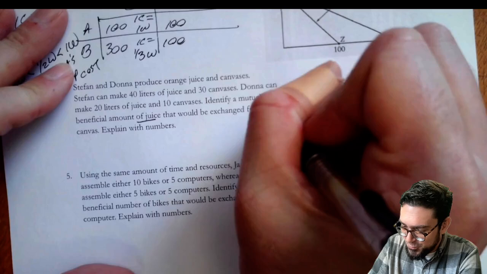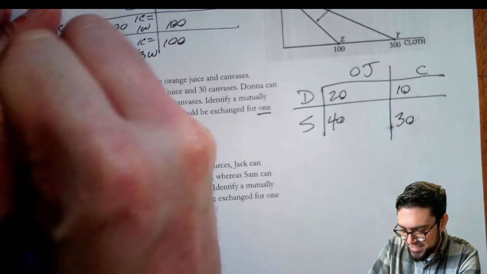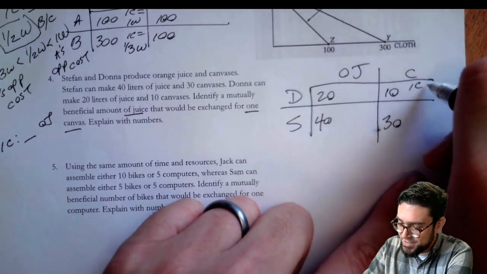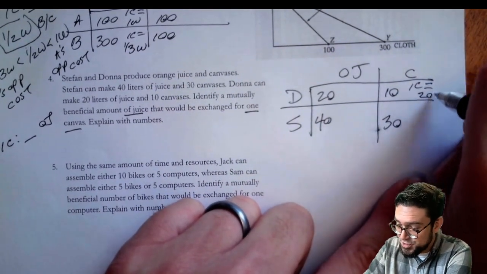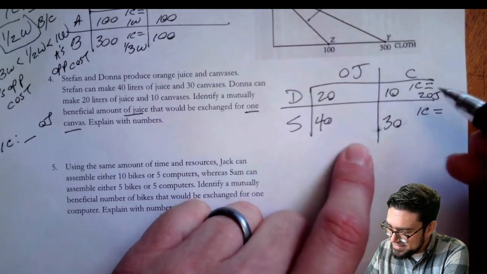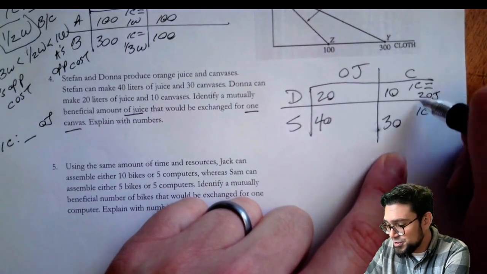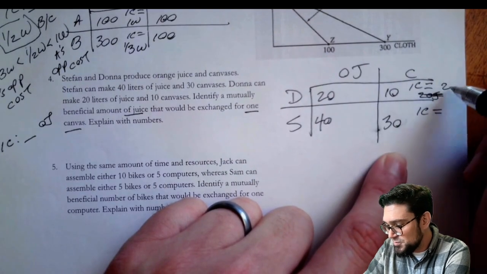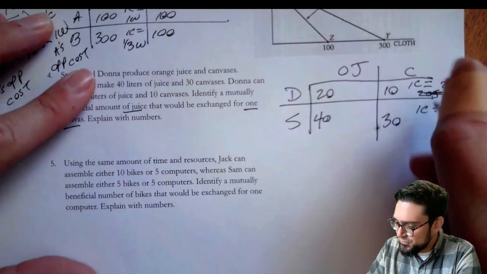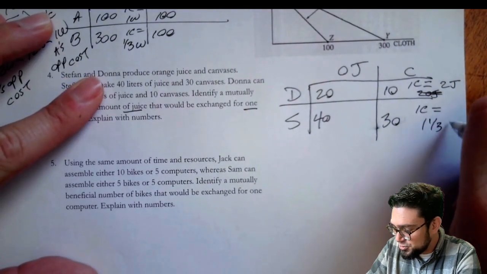Amount of juice for one canvas. So again, we're doing one canvas for how much OJ. So I'm going to play in the canvas column this time. One canvas equals 2 OJ, because that's 20 over 10. And then over here, I got to be careful that that's 2 OJ, not 20. So maybe I'm going to just say 2 juice, just to make sure that I'm not screwing this up. 4 over 3 is 1 1/3 juice.